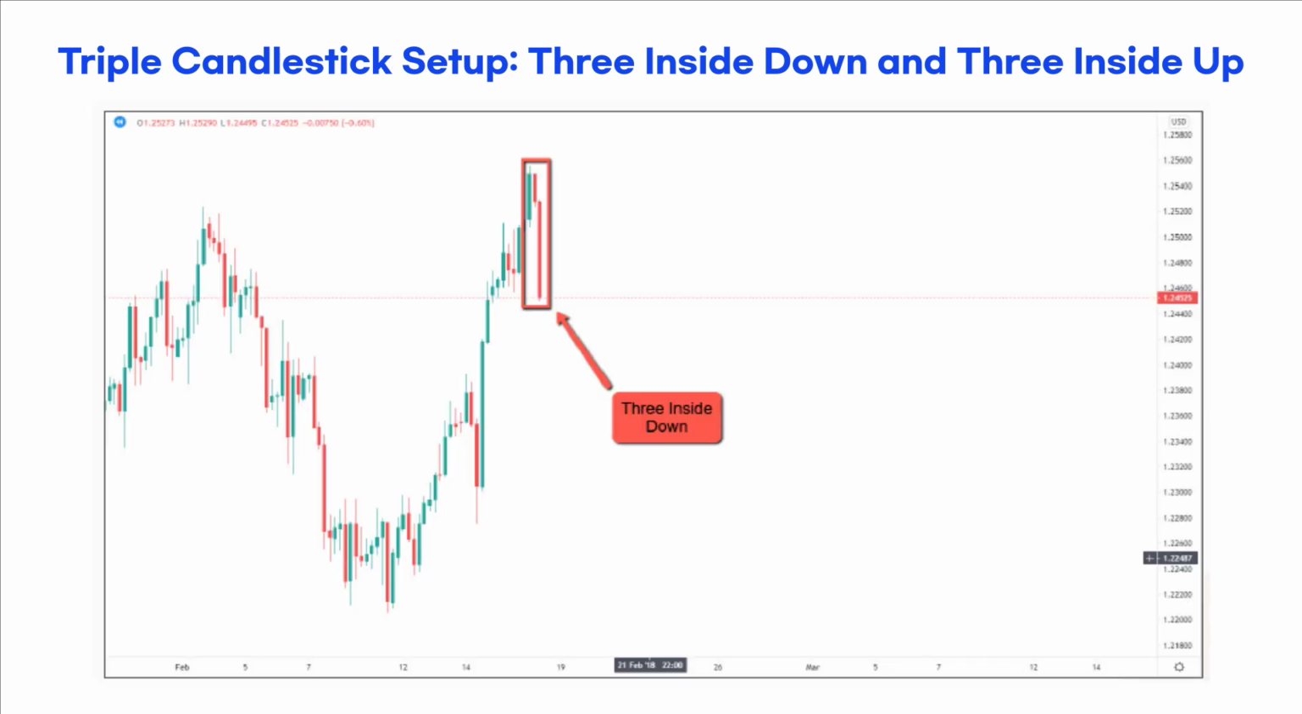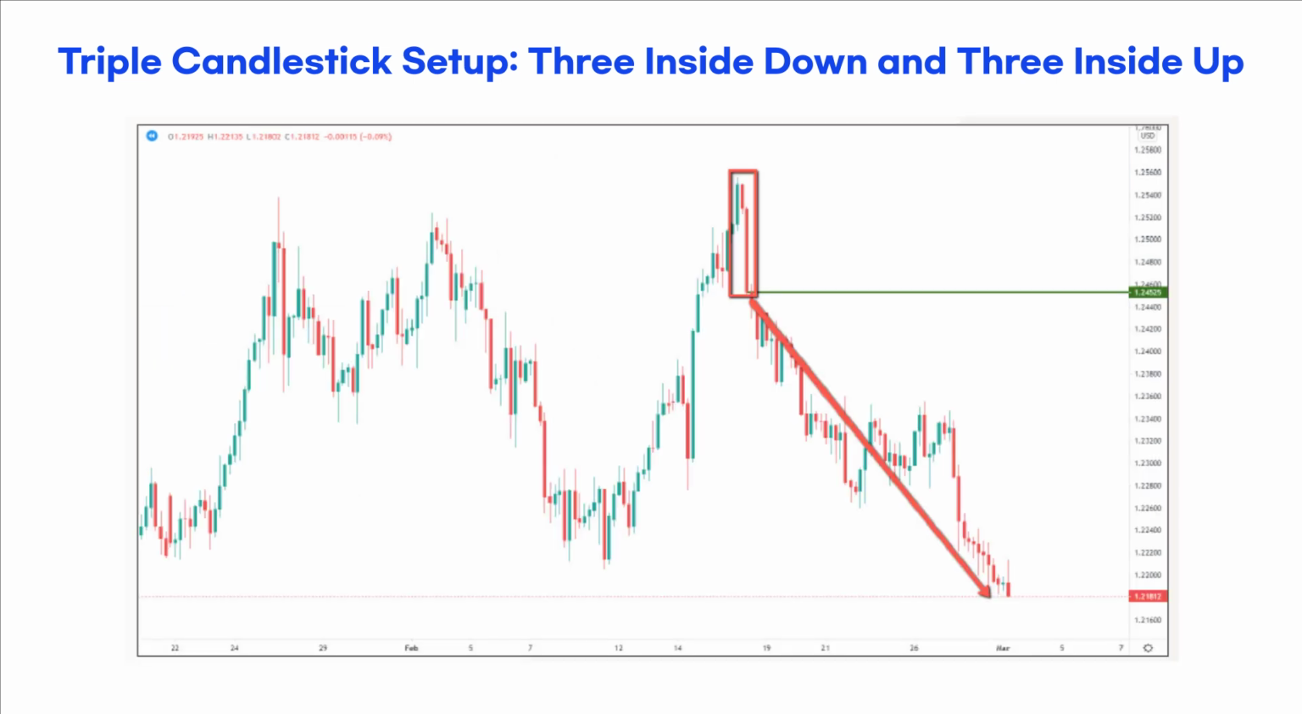Let's have a look at the three inside down setup in greater detail. As you can see, the three inside down pattern has clearly formed after a steady upwards trend in price, which is a bearish reversal pattern. In this case, what do you foresee about upcoming price action? If you thought that price would fall, then you would be absolutely right.